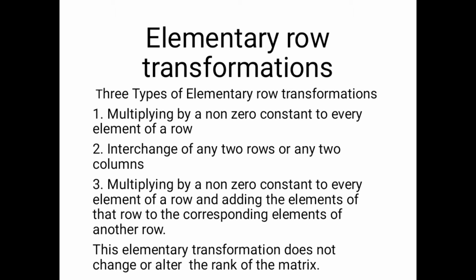The second type of row transformation is we may interchange any two rows of a matrix. That is, we may change the second row to the third row and the third row to the second row. That is, we may write R2 as R3 and R3 as R2. We write it as R3 double implication R2.